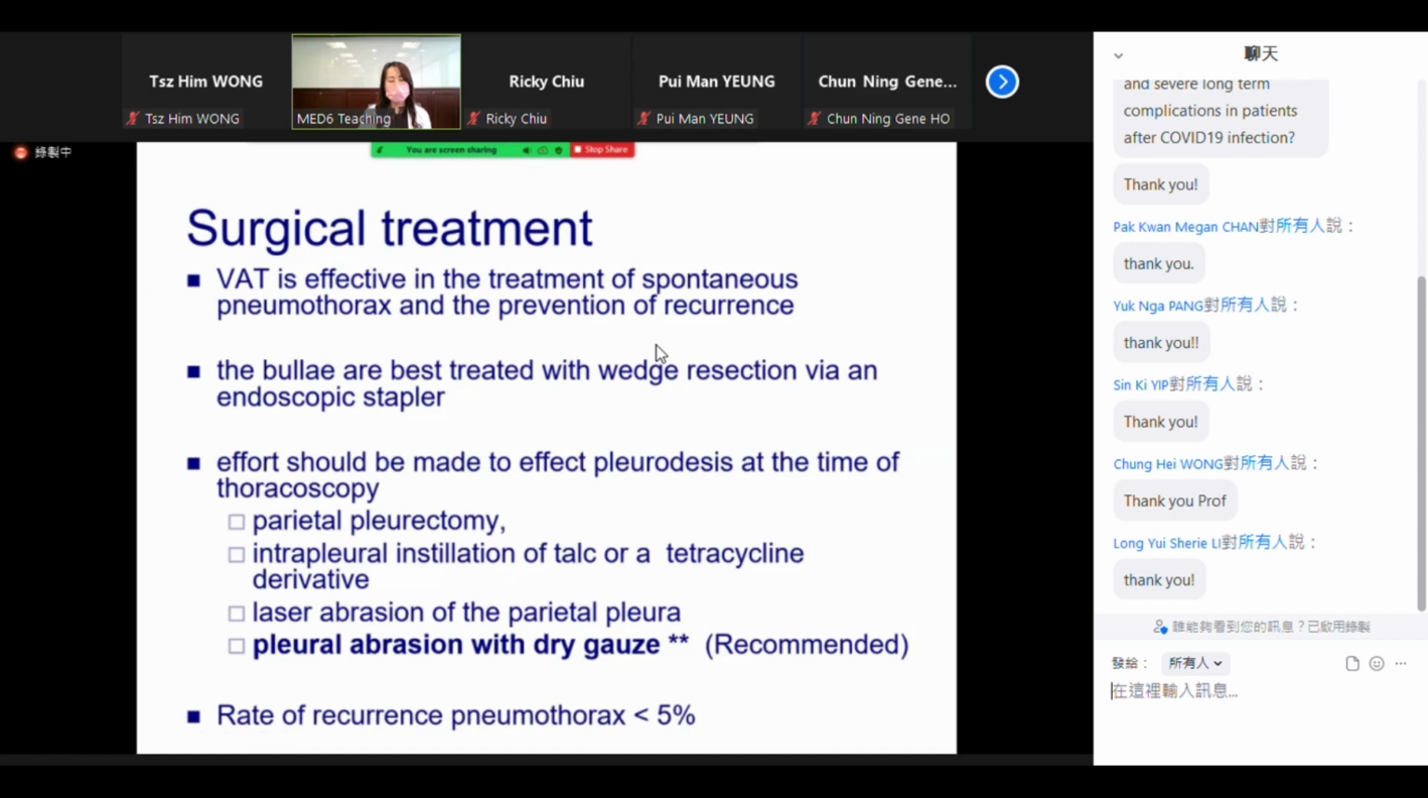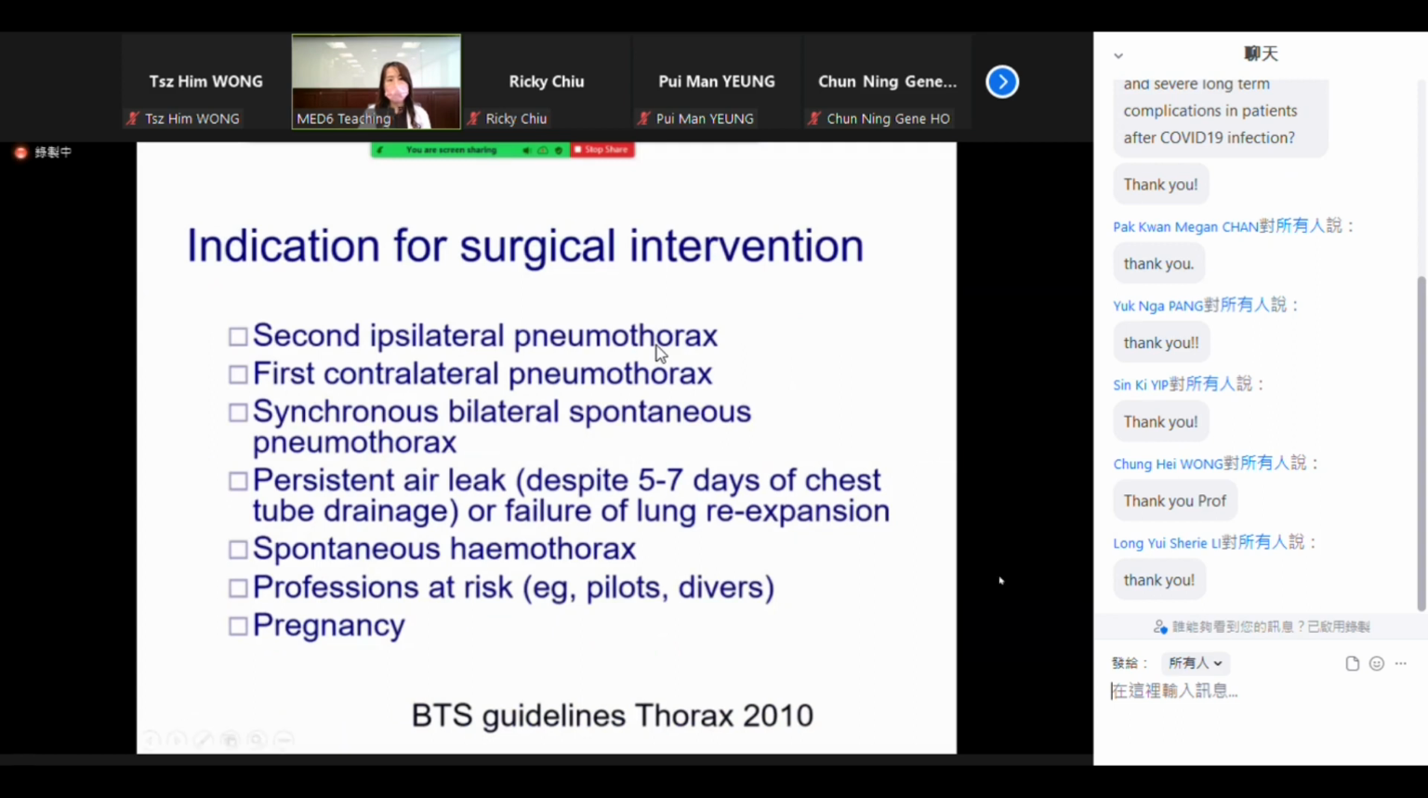So the rate of recurrence will be largely reduced to less than 5%. So what is the indication for surgical intervention in pneumothorax cases? First of all, if a patient has a second episode of ipsilateral pneumothorax, like in a primary pneumothorax patient, then we will refer to surgery.